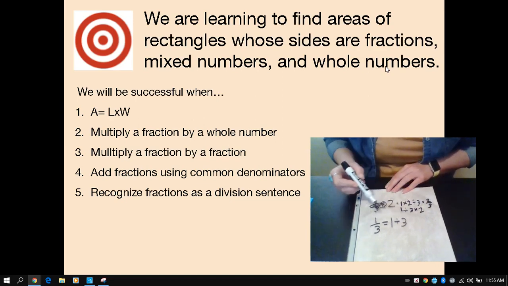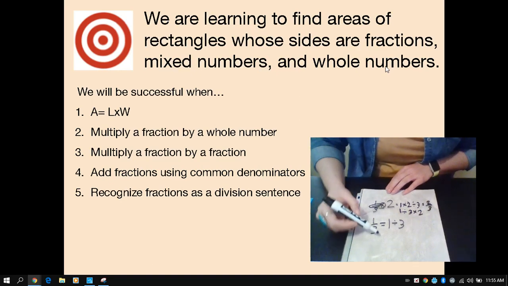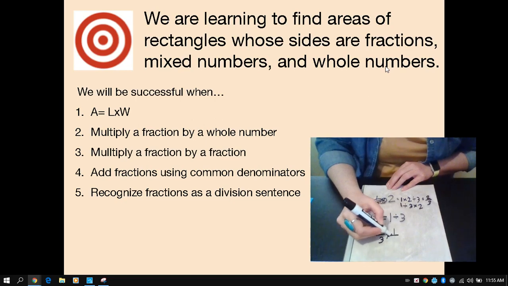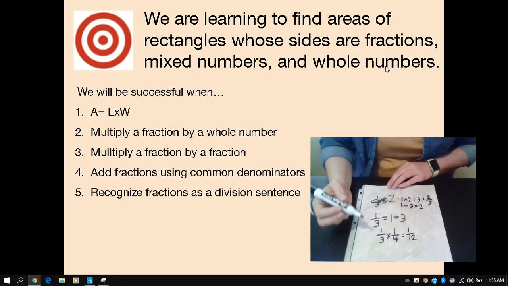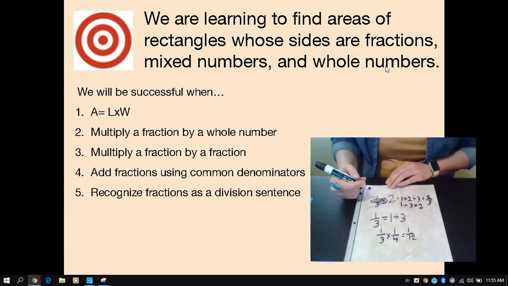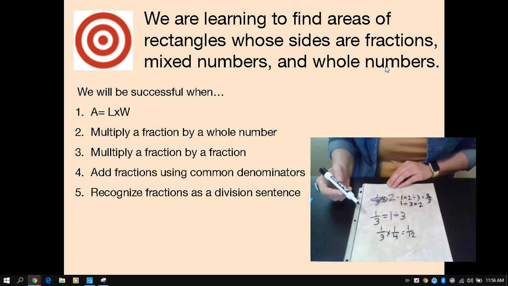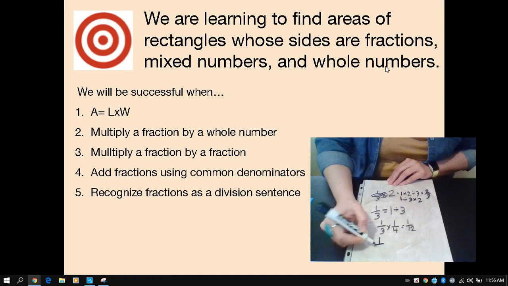2/3. We also have to remember how to take a fraction times a fraction. So we multiply our numerator times our numerator and our denominator times our denominator. So this one ends up being 1/12. So we have to remember skills that we brought in from multiple lessons. Multiplying a fraction by a whole number, multiplying a fraction times a fraction, also seeing fractions as division. The other one you're going to need is adding fractions.